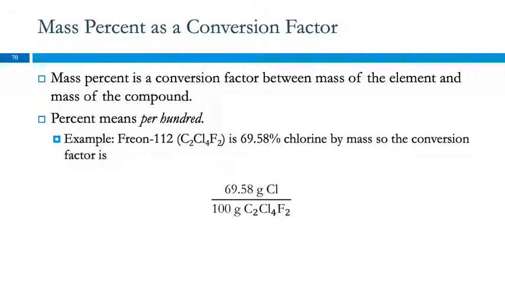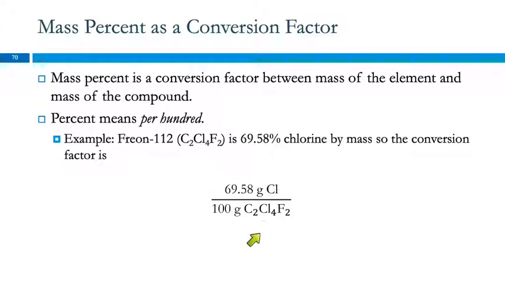Sometimes we're given a mass percent composition because somebody figured it out, and that can be a very useful conversion factor. Another thing we should understand about percent is it literally means per 100. So in this example, Freon 112 is 69.58% chlorine by mass. That means 69.58 grams of chlorine per 100 grams of compound.